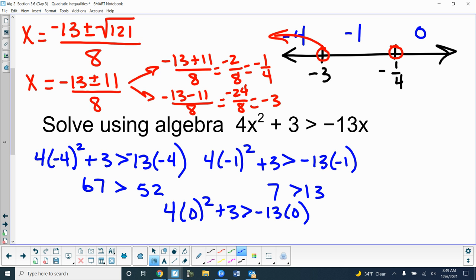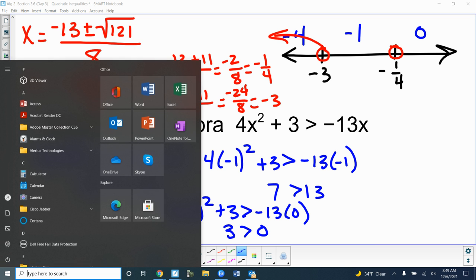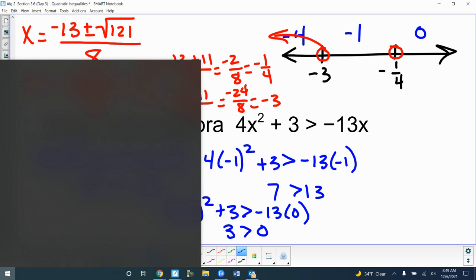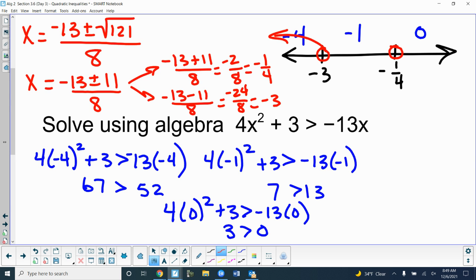So 0 squared is 0 times 4 is 0 plus 3 is 3. -13 times 0 is 0. Is 3 bigger than 0? Yes, right? So I draw an arrow towards the 0. So there's what my graph looks like.